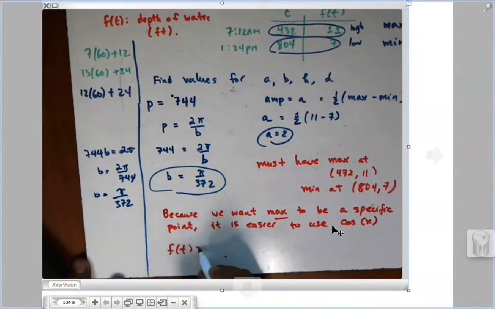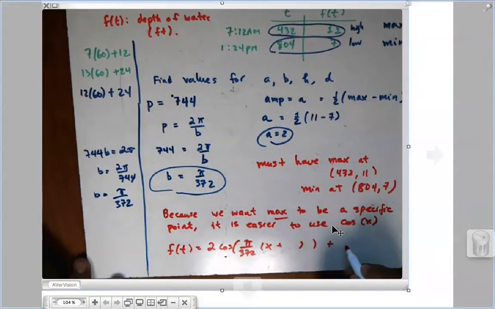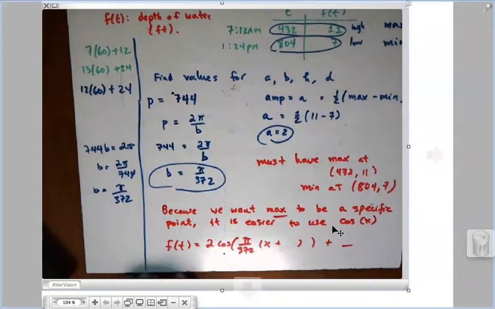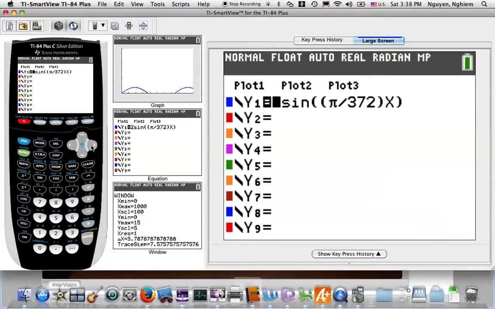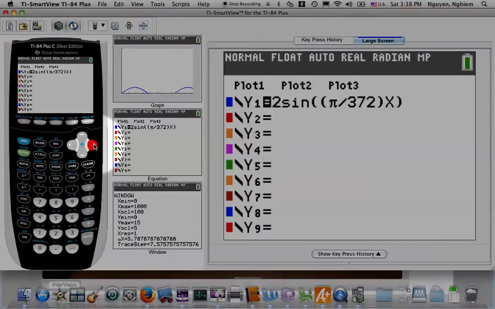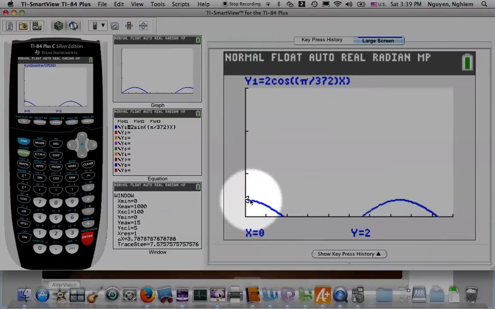F of t equals 2 cosine pi over 372 x plus something plus something. Okay. And let's go back into our graph, and I can illustrate this point for you. Let's go back to y equals, and all I'm going to do here is change sine to cosine and hit graph. That makes life a lot easier for us if we don't have to do this calculation in terms of some other number, but we can just do this in 0, 2. Okay? So that's where the maximum point is, 0, 2.